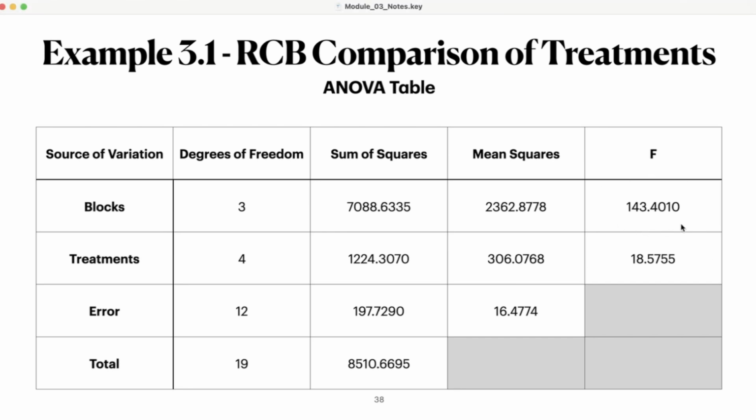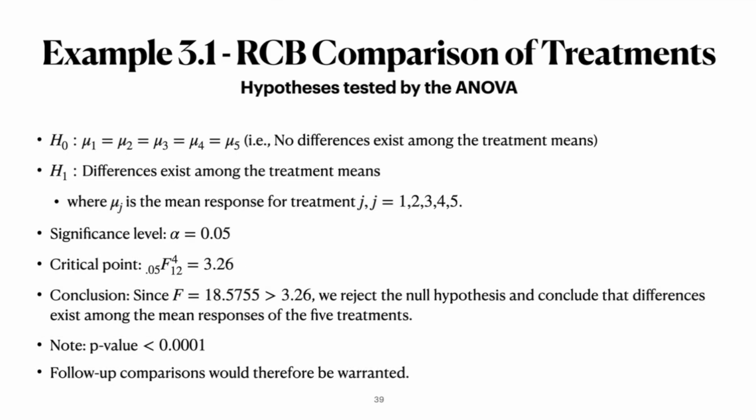We can try to interpret the F statistic for blocks as some measure of the effectiveness of blocking. The larger that F ratio, the more evidence there is for effectiveness of blocking. But we really can't attach a true significance level or p-value to that because we don't have replication of individual blocks.